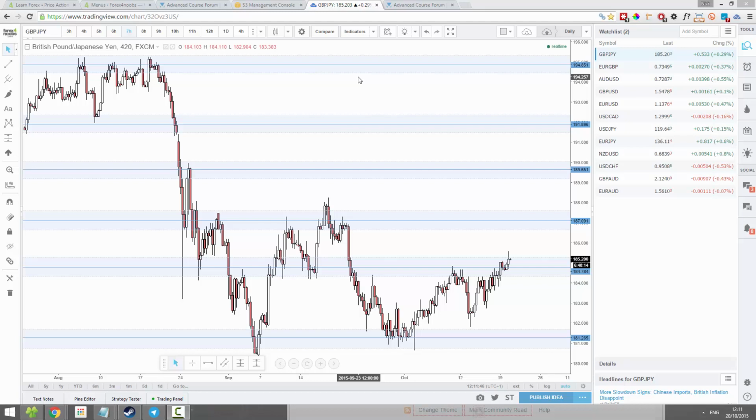MetaTrader 4 is just not really applicable to modern trading, in my opinion, modern Forex trading. But anyway, let's keep going with the analysis.